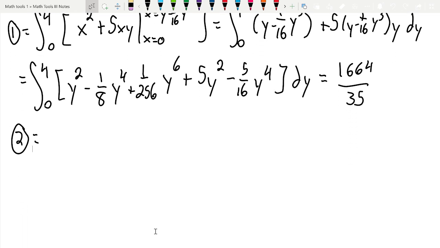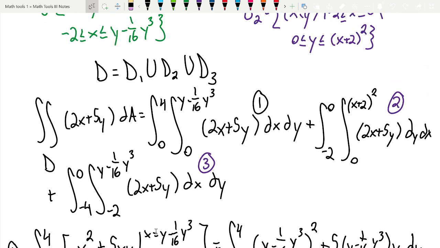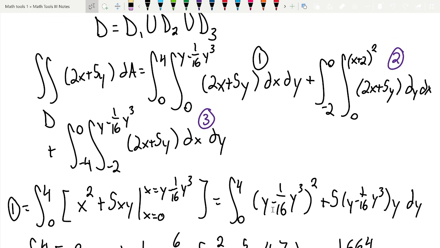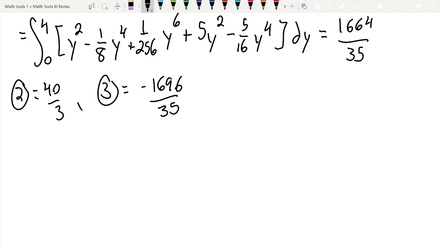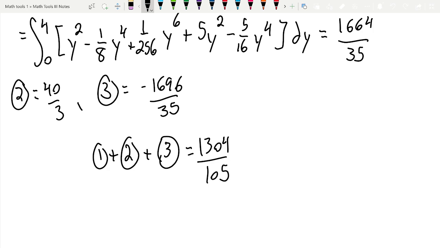But anyway, I'll write out what the answer is with that in mind, since I already did half of the first one. The rest of them are all going to work exactly the same, right? So this first one, it looks like you get 40/3. And the third one, it looks like you get negative 1696 over 35. Okay. So then ultimately, when you add those together, you will get 1304 over 105.